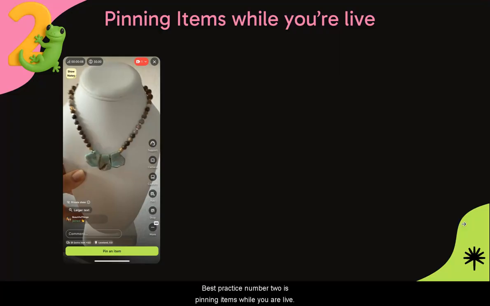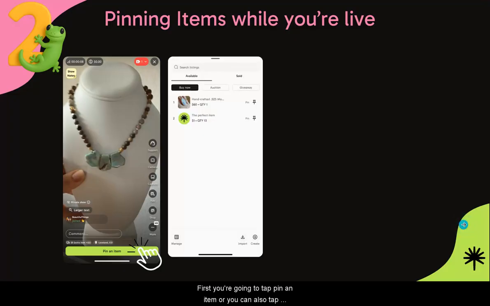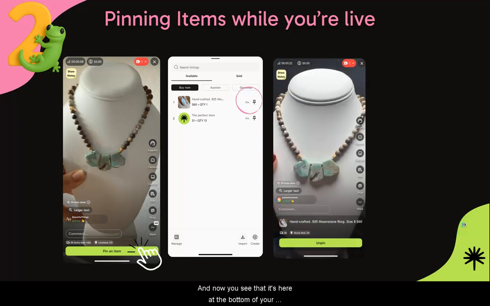Best practice number 2 is pinning items while you are live. This is a great feature to use when you are highlighting a certain item, say you're describing it. Pin it on the bottom so that people can easily buy it immediately. First, you're going to tap pin an item, or you can also tap shop, which brings you to your listings. And you see here a pin next to each item. Just tap that next to each item you want to pin, and now you see that it's here at the bottom of your screen, and you can unpin it as well if you need to.